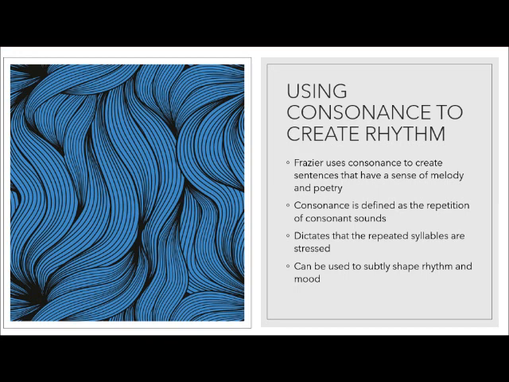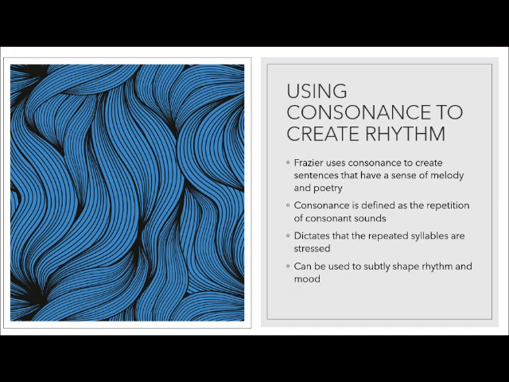Consonance subtly directs readers as to which syllables in a passage are stressed and which are unstressed by emphasizing the repeated sounds, and thus naturally shaping the rhythm in which the text is read. The use of consonants may also conjure a particular mood. For example, the repetition of S sounds can create a chilling, ominous effect.